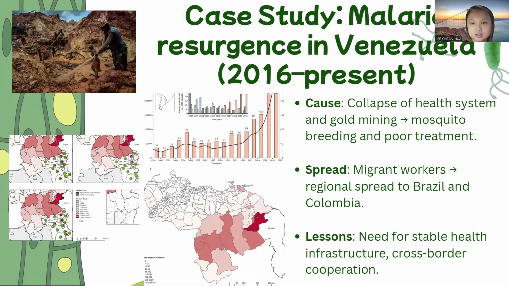What began as a localized outbreak has rapidly escalated due to the movements of migrant workers, facilitating cross-border spread into neighboring countries like Brazil and Colombia. Migration and transmission maps, as shown in my slide, highlight how quickly vector-borne diseases can proliferate under unstable conditions.